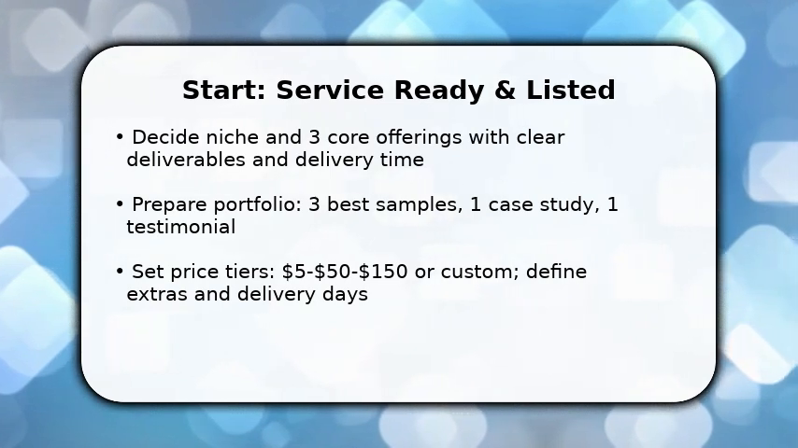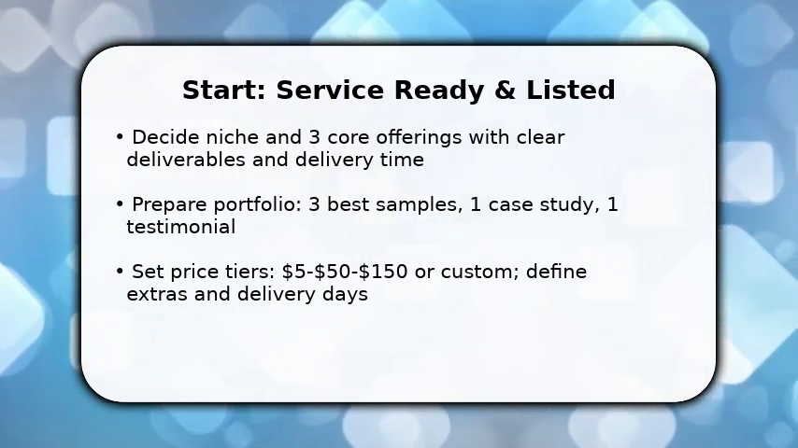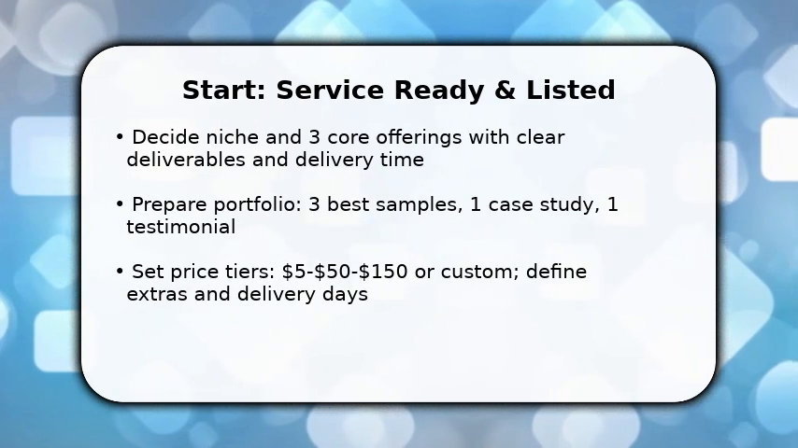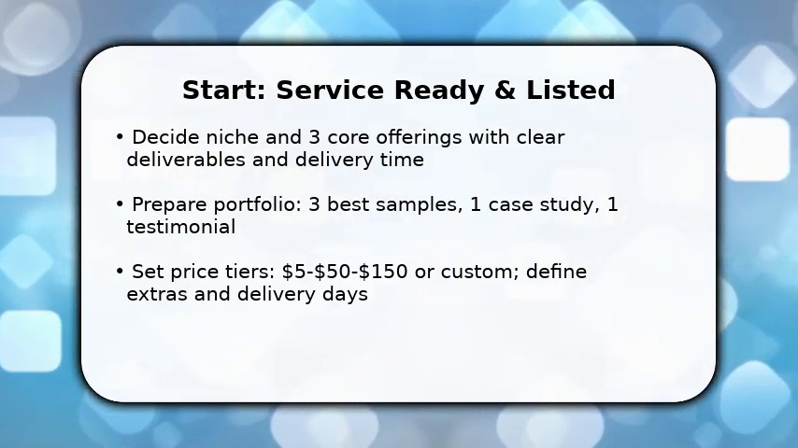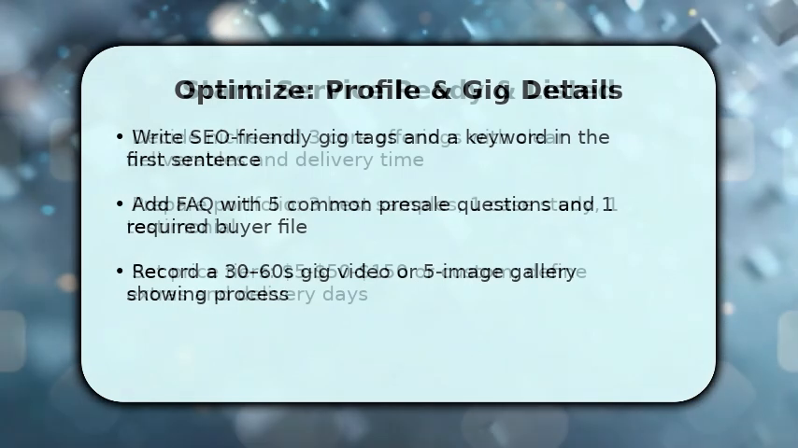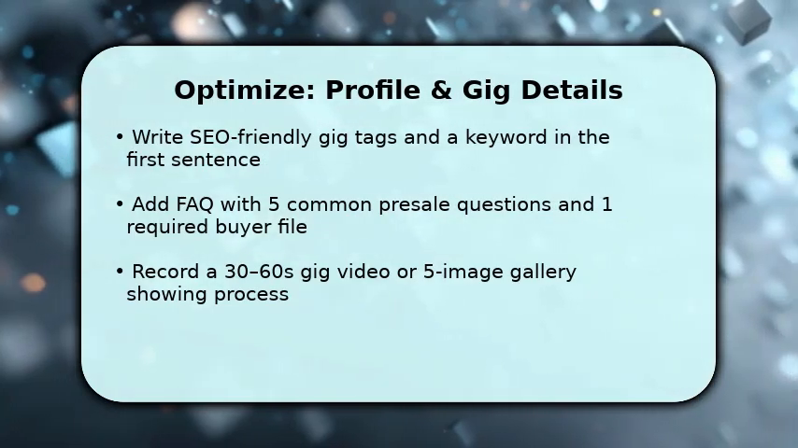Make sure to set 3 price tiers with clear inclusions and delivery times. This simplifies buyer choices and reduces revision requests while increasing conversion. You now focus on discoverability and buyer trust.